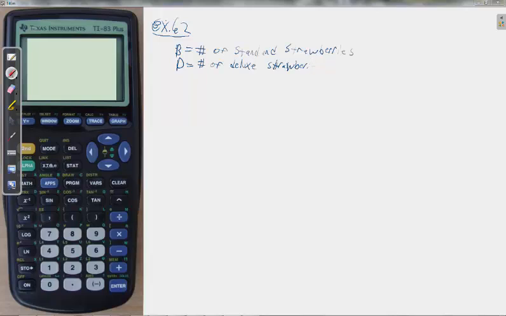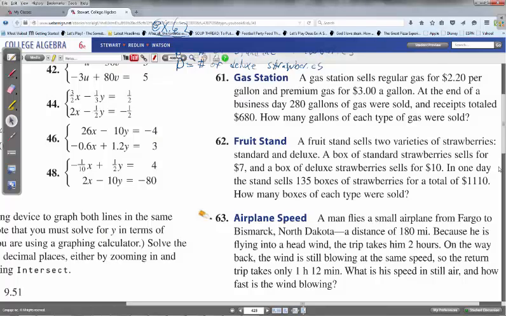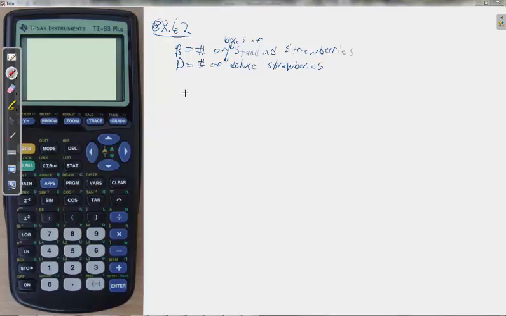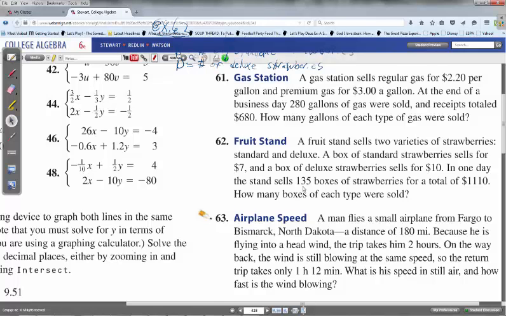I think we should be able to work with that. All right, they told us... Oh, I think we're talking boxes. I should say that. Let me go check the problem real quick. Yeah, a box. Okay. So boxes of standard strawberries, boxes of deluxe strawberries. Then they told us two things. They told us how much money we made from selling all our boxes, and they also told us how many boxes we sold.